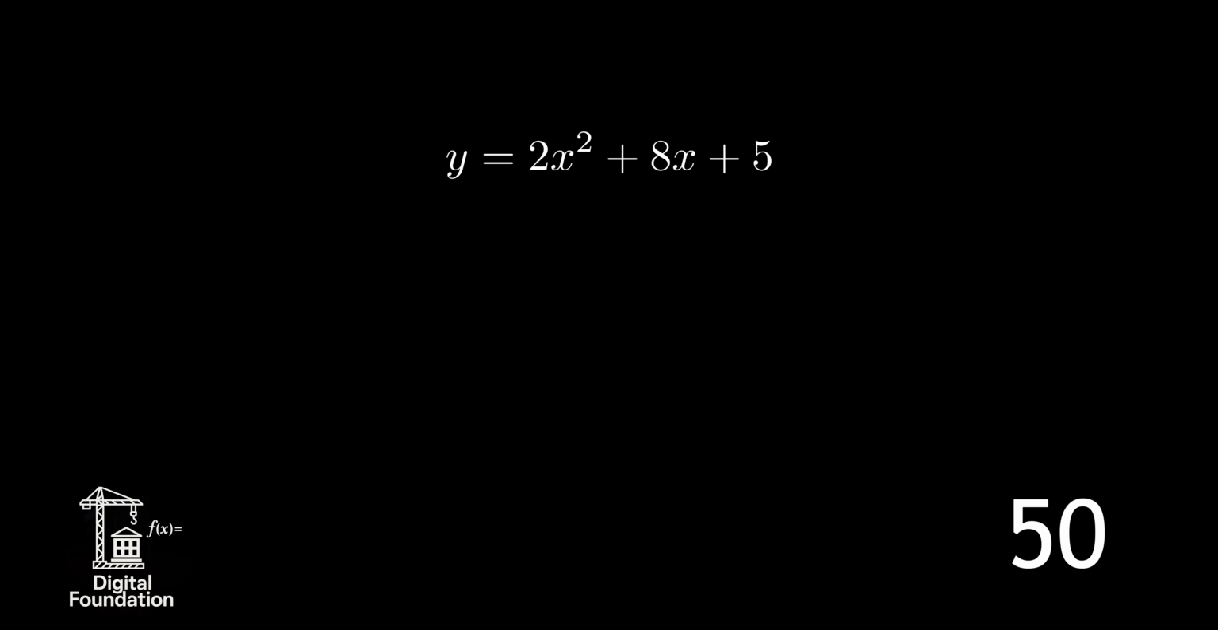Let's start with something that looks slightly intimidating. On the screen, we have the function y equals 2x squared plus 8x plus 5. At first glance, this does not tell us very much visually. We see a quadratic, yes, but where is its lowest point? Where does the graph turn around?